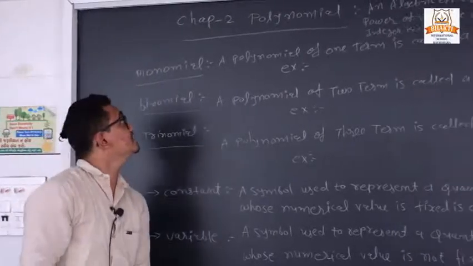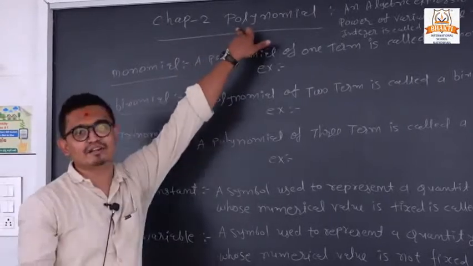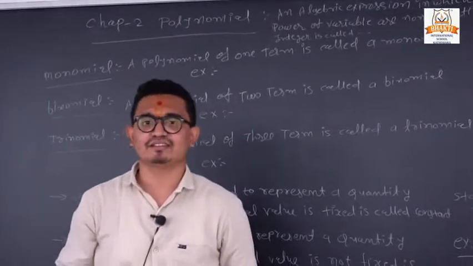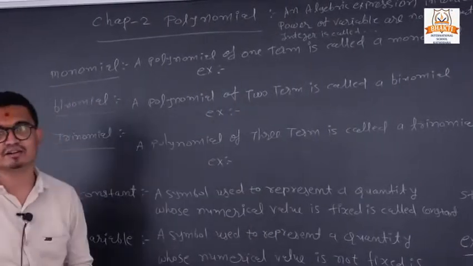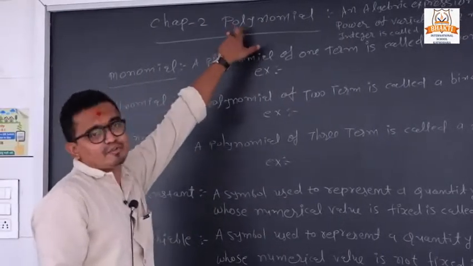Okay, good morning students. Today we will learn chapter number 2 from standard 9, that is polynomials. In the previous standard you learned about the different types of polynomials. First of all we will learn some of the basic concepts of polynomials. For that, first of all you need the idea of what a polynomial is.